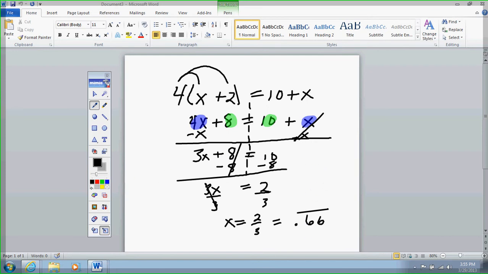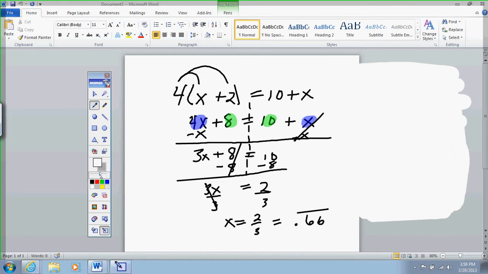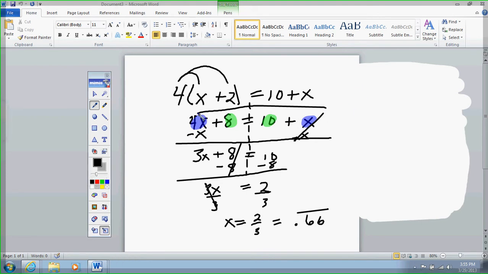Now, I told you I would show you both ways. Let me give myself a little room here. Okay, that's enough. Right there. Okay, I'm going to go back to this part right here. If I have 4x plus 8 equals 10 plus x, before I brought my variables to the left, let's take my variables to the right side.